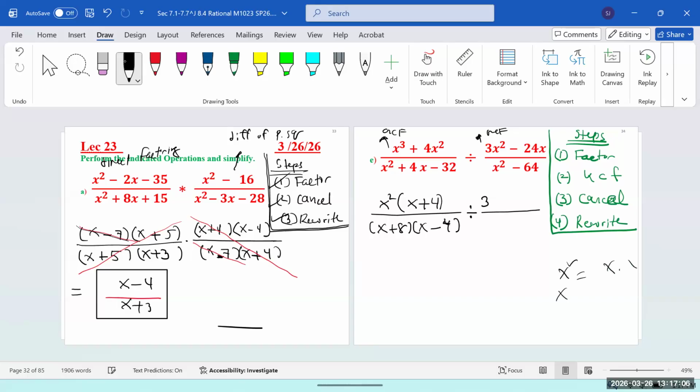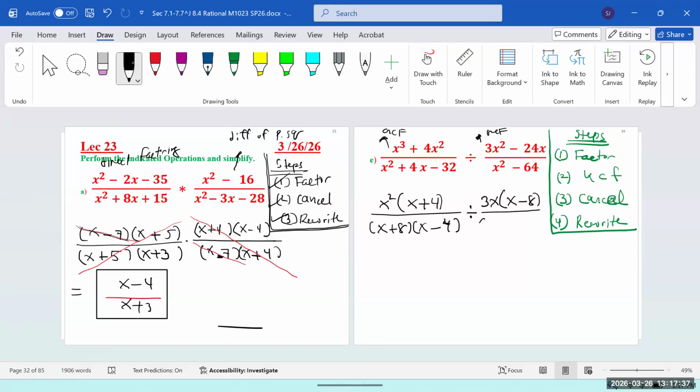X squared means you have 2 of them. X means you have 1 of them. So definitely they both have 1 of them. So our GCF is 1x. Okay, so once we factor this out, what is left? X and then? Good, minus 8. Perfect.